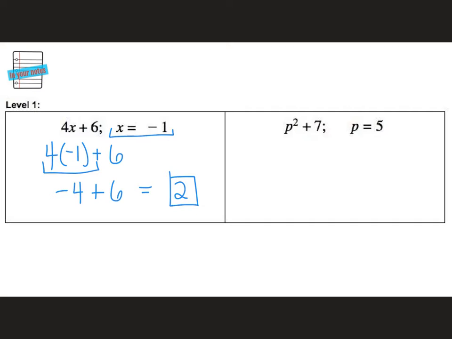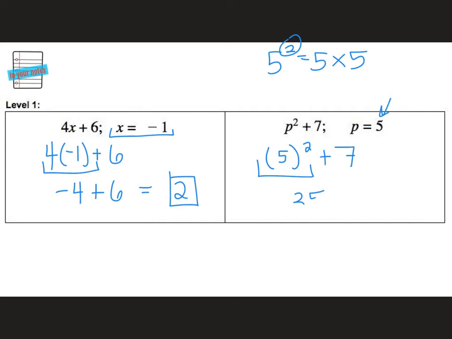Our next one here, wherever we see p, we can plug in 5 for p. So p squared plus 7 is what we're evaluating. So 5 squared, again, is the same as 5 times 5. 5 is our base, and we're writing it out twice. So 5 times 5 gives us 25 plus 7 is 32. So there's some level 1 examples.